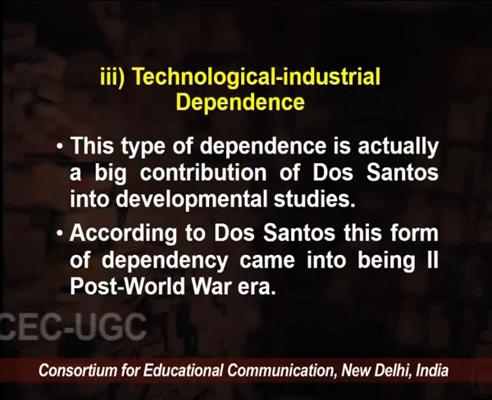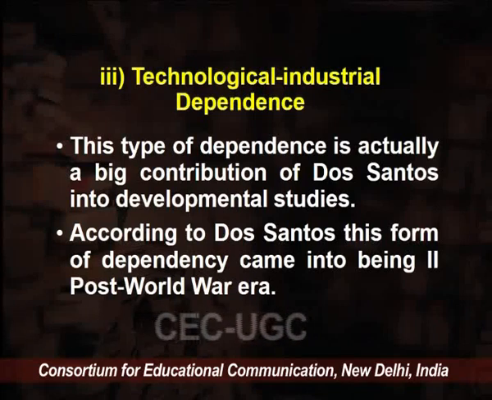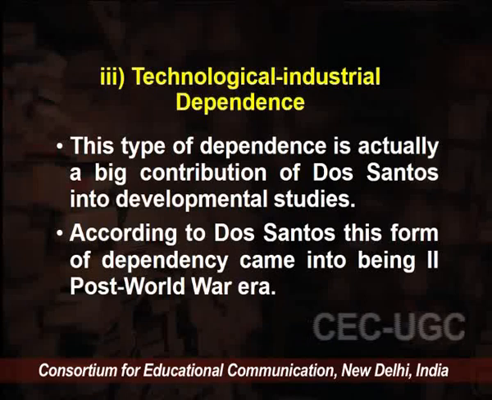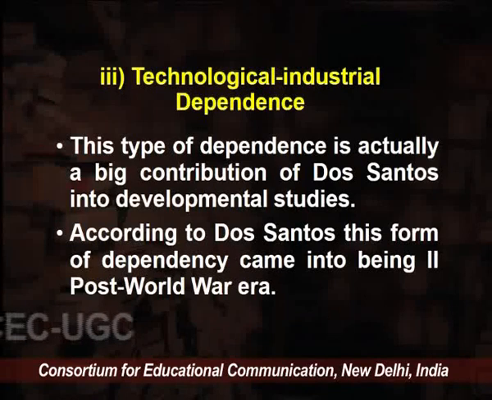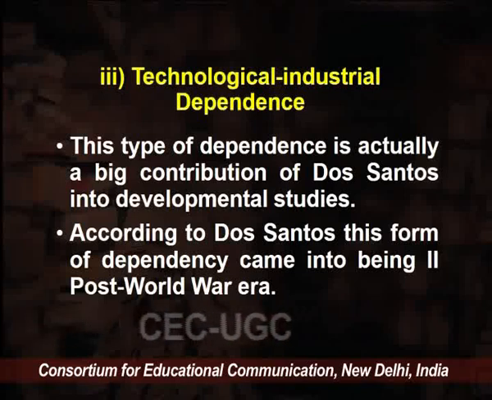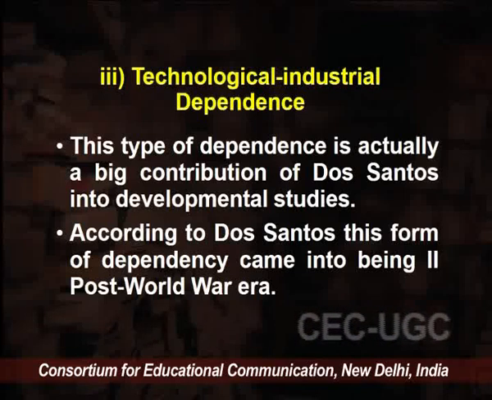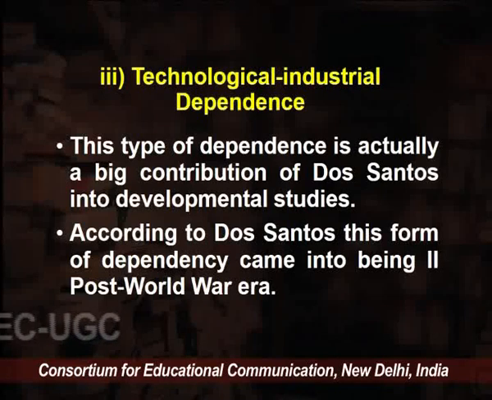The third dependency is technological industrial dependence, and this is the idea that when there was a financial dependence, moving towards a large scale industry would require a lot of finance. So if that finance was not available to the third world, it would obviously become dependent on the first world for supply of technology, for supply of high level industrial material and infrastructure for progress and development.